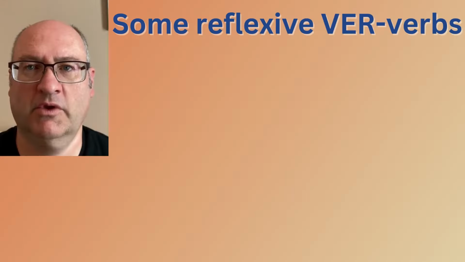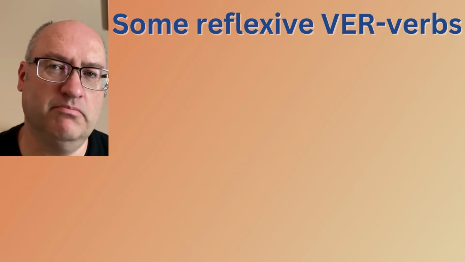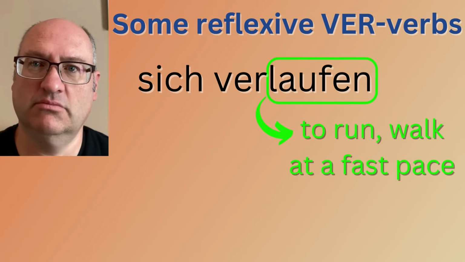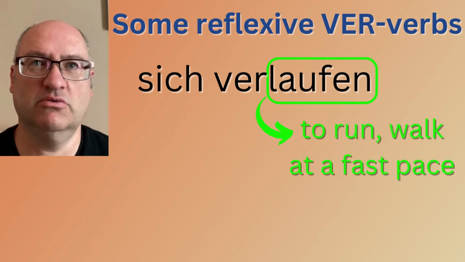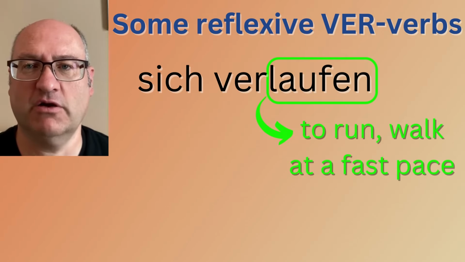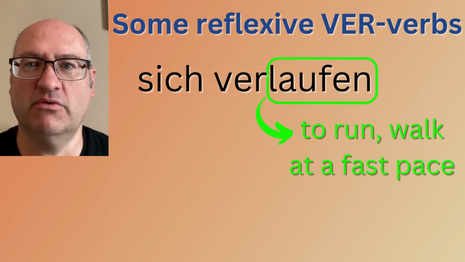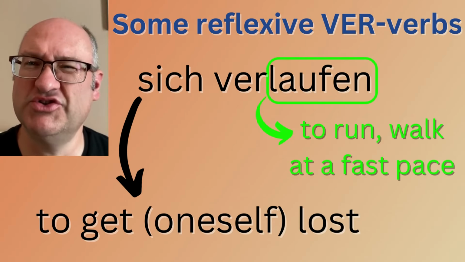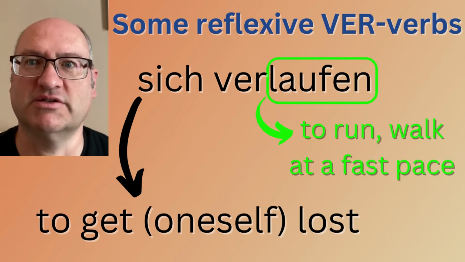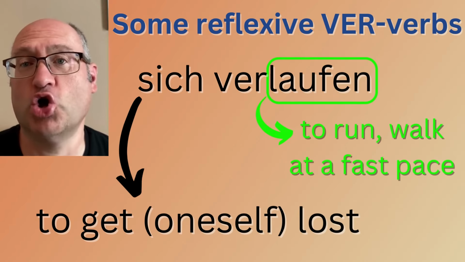Finally, let me give you a few examples of commonly used ver words. The first three that I'm going to use here are reflexive ones. Sich verlaufen. Laufen means to run, to walk, to move yourself along at a fairly good pace. Verlaufen means to lose yourself literally. So sich verlaufen means you're getting lost. You no longer know where you're going.